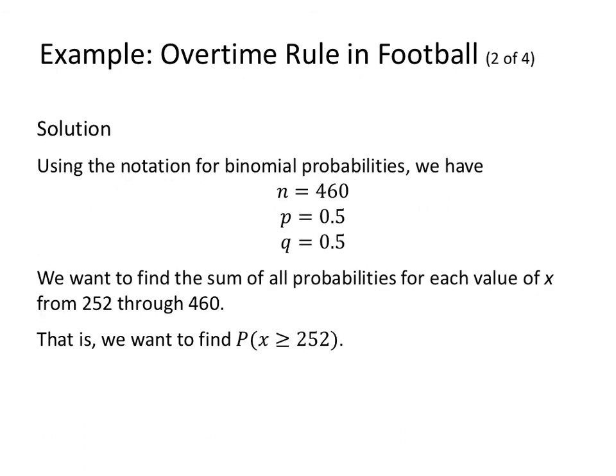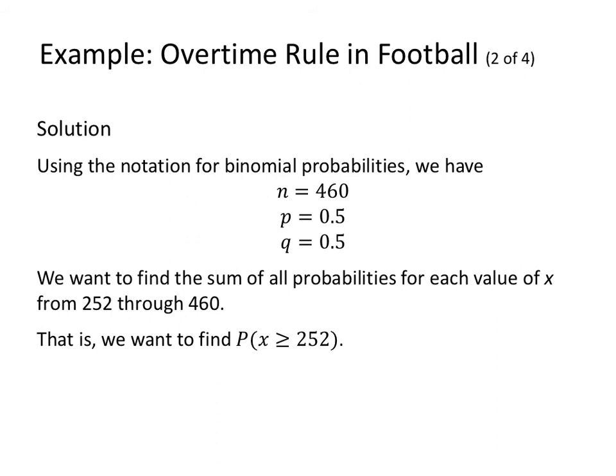In this case, we're going to use that notation for the binomial probabilities. We have our n is 460, our probability of success is 50% or 0.5, and our q is also 0.5 because of 1 minus p. We want to find the sum of all the probabilities for each value of x from 252 through 460. So that means that we want to find the probability that x is greater than or equal to 252.